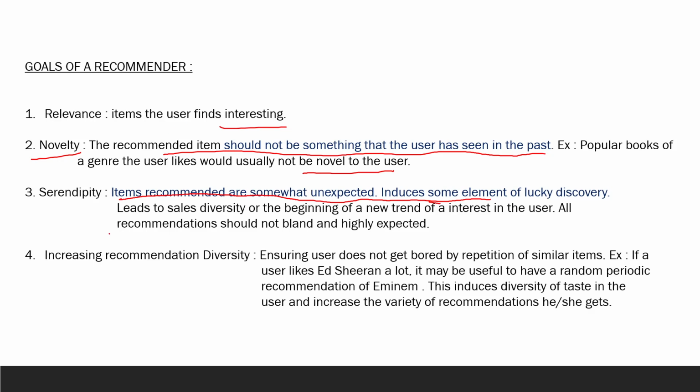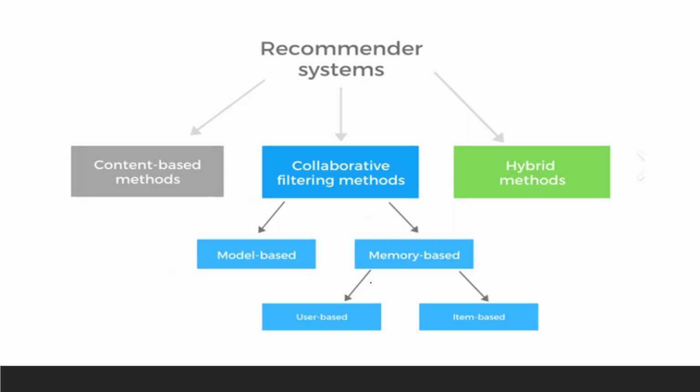And of course, novelty, serendipity, and increasing recommendation diversity all go hand in hand. The user should not get bored by repetition of similar items. So this is another example. If a user likes some particular singer a lot, like Ed Sheeran, it's useful to have a random periodic recommendation of Eminem because they have completely different types of music. So this induces diversity, and maybe this can increase the variety of music that the user likes. So it could be beneficial both ways.